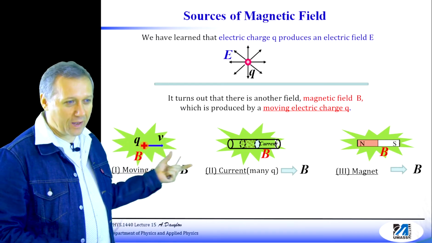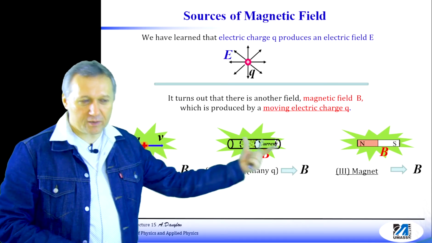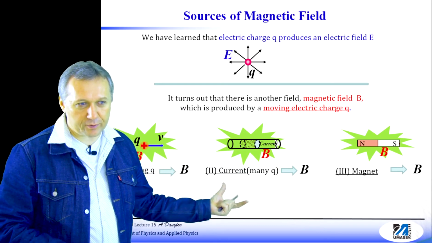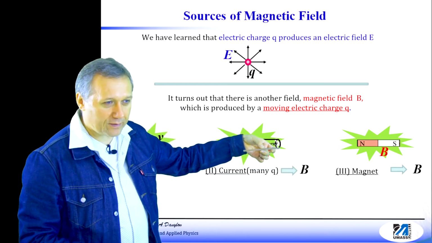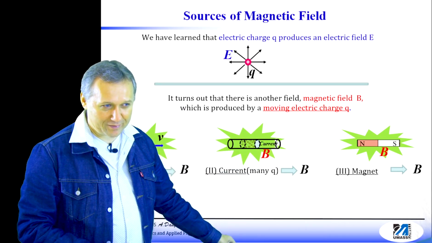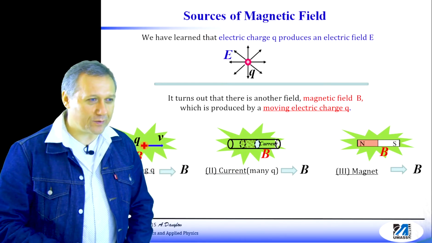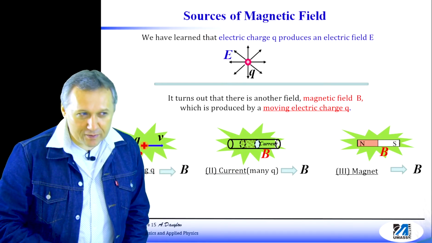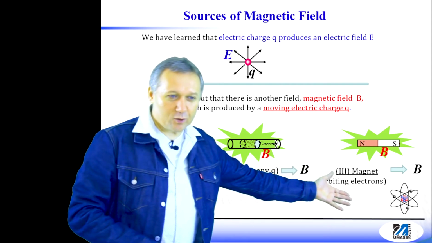Here, a charge moves. Here, a bunch of charges travel, and they produce a magnetic field. Now in a permanent magnet, what is moving? Why is there a magnetic field around a permanent magnet? Some of you might realize. What's the story? You remember the classical model of an atom?